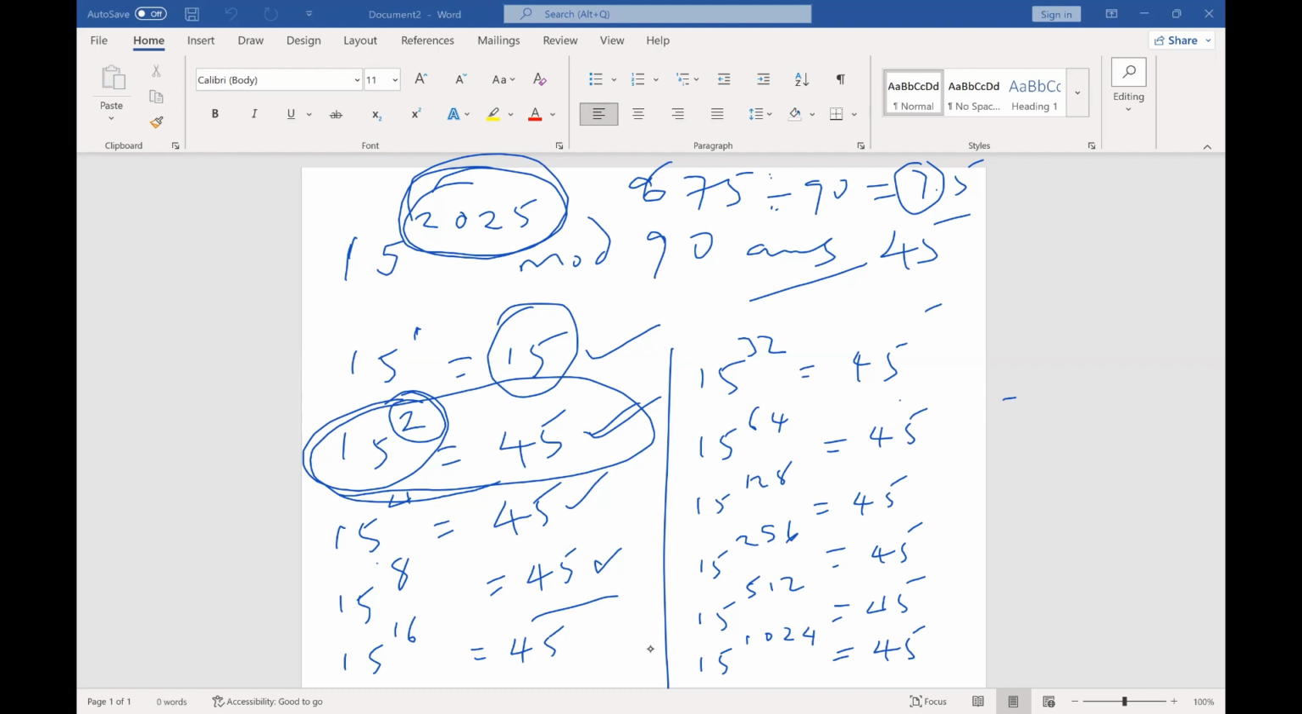So from here now we check which ones we combine. Is that okay? That means now 15 raised to 2025 is the same as 15 raised to the highest power here, which is 1024, plus what? So what is left? When you subtract 1024 from 2025, what is left?